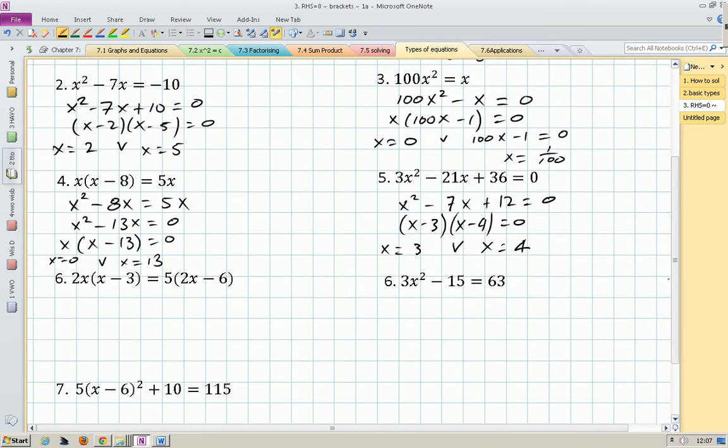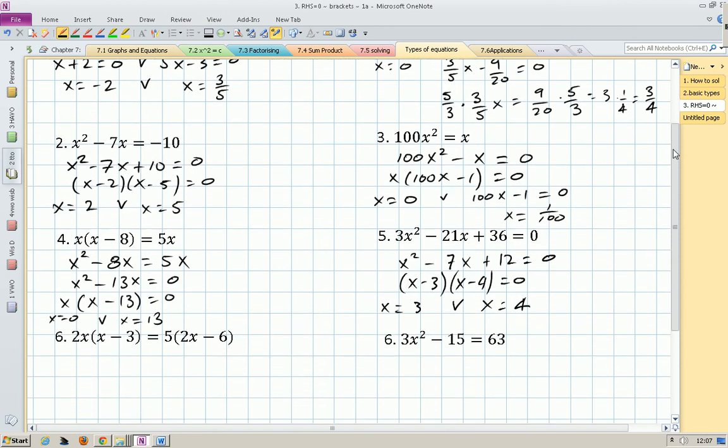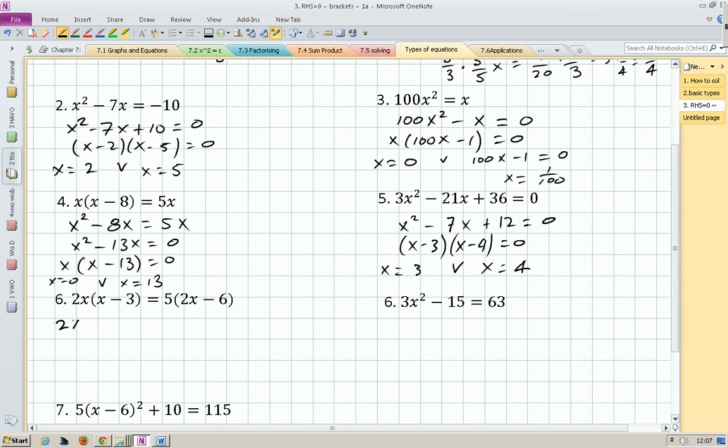This one keeps getting more complicated, but really the steps are always the same. We have to get rid of brackets first. So I've got 2x squared minus 6x equal to 10x minus 30. Getting everything on the left-hand side is going to be minus 10x plus 30. Minus 6x minus 10x is minus 16x. Minus 30 plus 30 on this side equals 0.